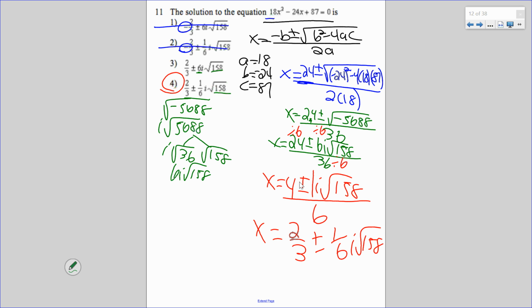Make sure you practice quadratic formula. I love completing the square in Algebra 1. Most of the questions can be done by completing the square. In Algebra 2, most of the questions cannot be done with completing the square because they give you weird A and B values.